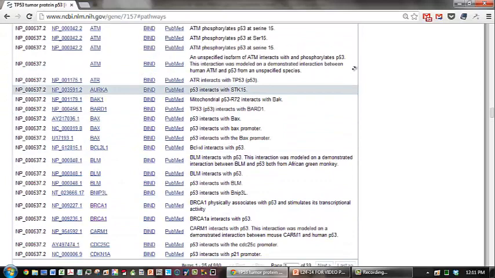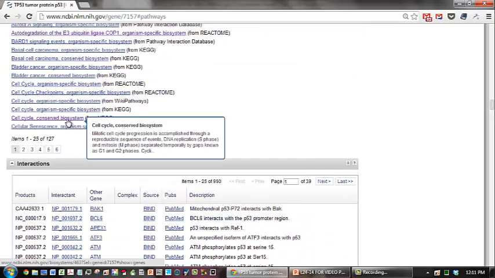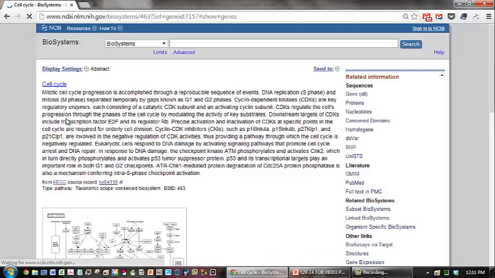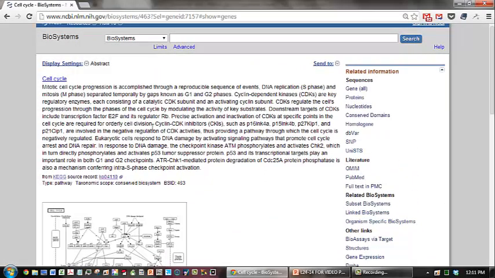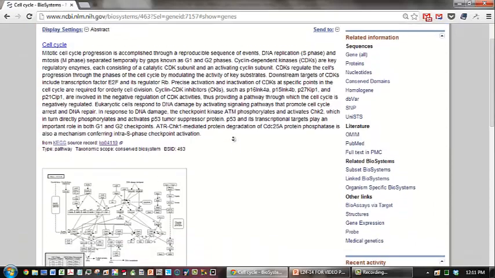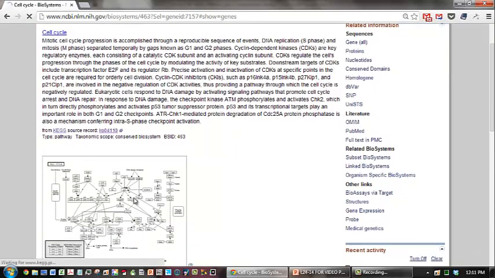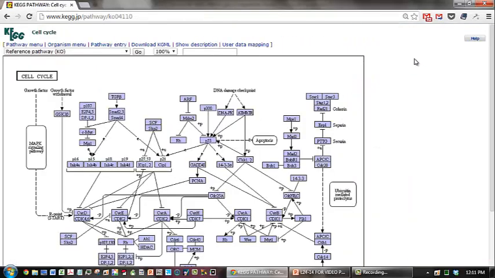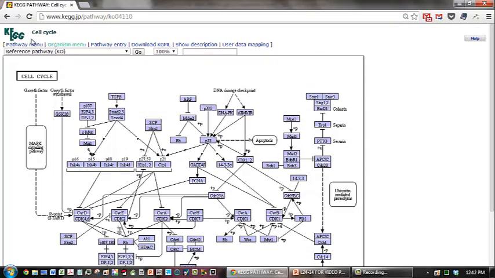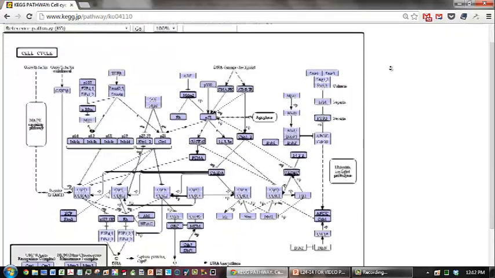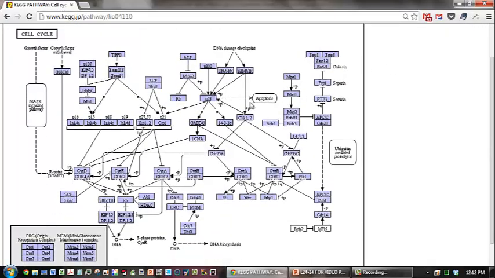I think we'll focus in on P53's role in the cell cycle. Here's an intermediary page, but with some description about the way the pathway is managed. But now we'll click on the link, and this takes us to one of the two primary pathway repositories, KEGG, K-E-G-G, which stands for the Kyoto Encyclopedia of Genes and Genomes, maintained in Japan. And now we look at the cell cycle pathway.